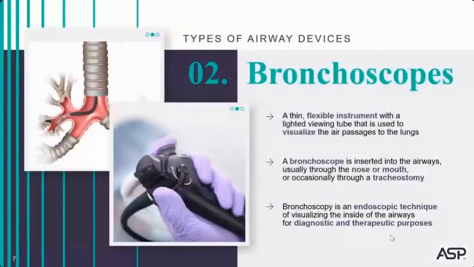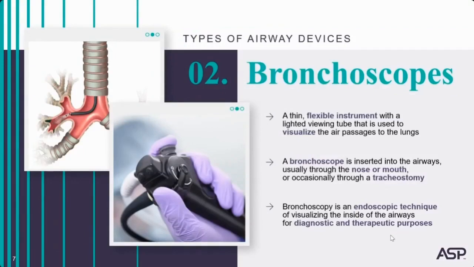Laryngoscopes are used to visualize your voice box or larynx. Bronchoscopes are used to visualize the bronchus or bronchioles of the lung. A bronchoscope is a thin, flexible instrument with a lighted viewing tube that is used to visualize the air passages to the lungs. It's more complex than a laryngoscope, but less complex than a GI scope.